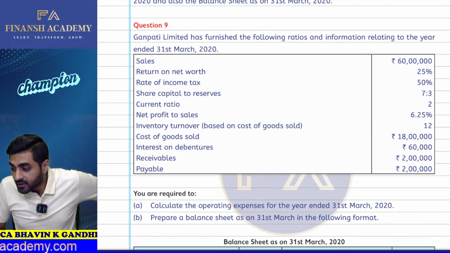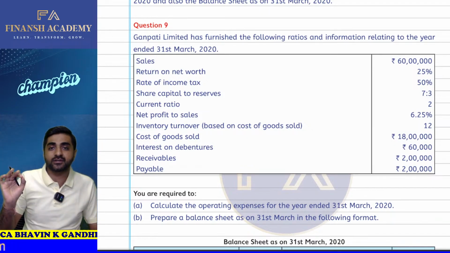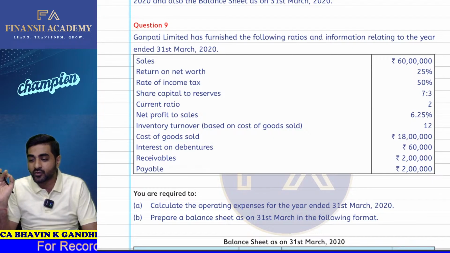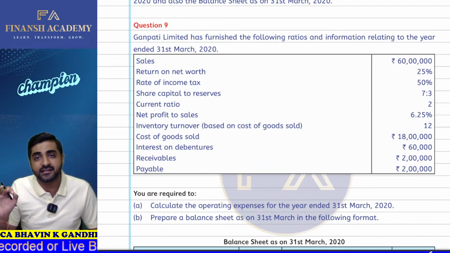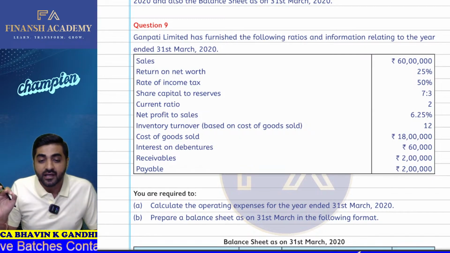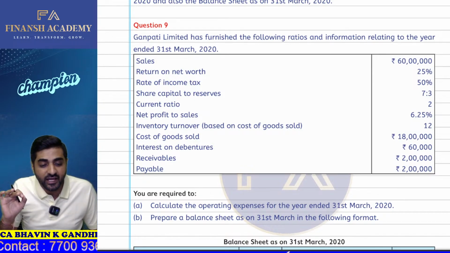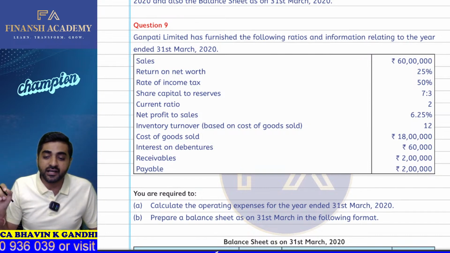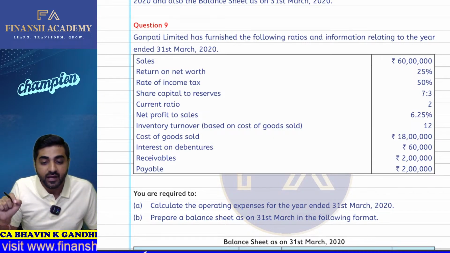Ganpati Limited has furnished the following ratios and information relating to the year ended 31st March 2020. And what do you have here? You have sales amounting to rupees 60 lakhs. We have return on net worth, which is 25%. We have rate of income tax, that is 50%. Then we have the share capital to reserves, which is 7 is to 3. Then we have the current ratio, which is 2 is to 1. And then we have the net profit to sales, which is 6.25.